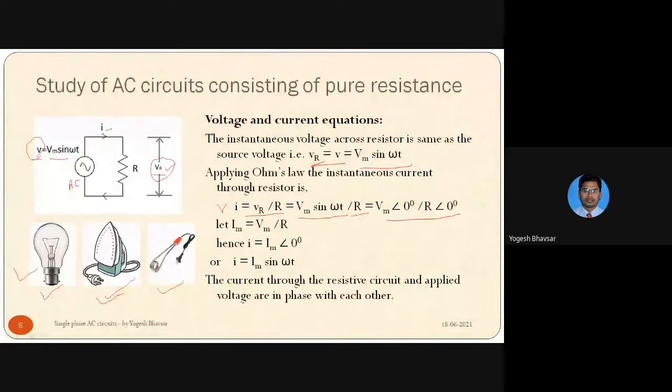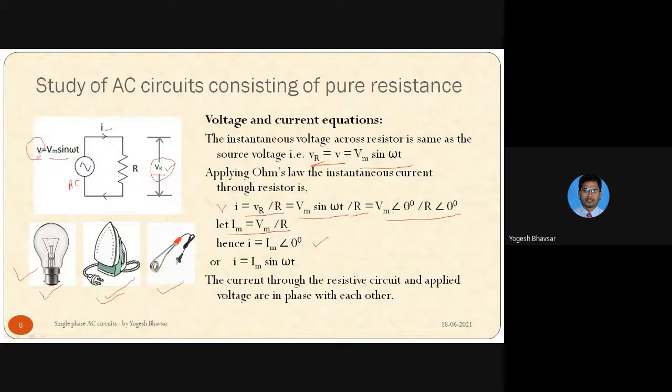For resistance there is no term, so we can directly write angle 0. And for Vm, the value of phi is already 0, so Vm angle phi. Or we can have Vm by R, which is the value of maximum current Im. Let us see, Im is equal to Vm by R, then we have I is equal to Im angle 0.